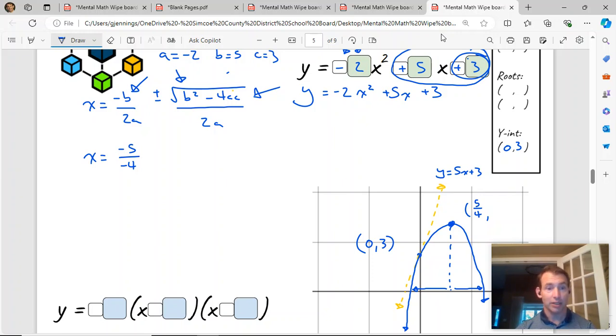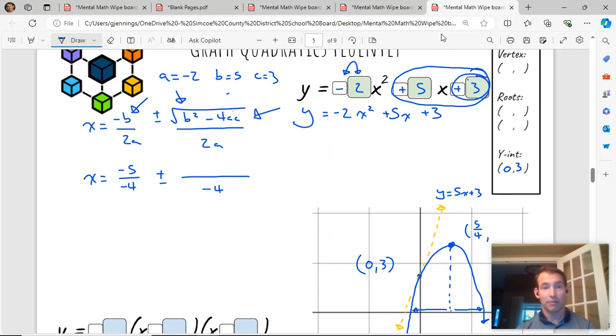So we can go ahead and write this as plus or minus, put this on negative 4, b squared minus 4ac. So b squared is 25, and negative 4 times negative 2 is positive 8. Positive 8 times 3 is 24. So 25 plus 24 gives us 49. So this is x is equal to negative 5 plus or minus the square root of 49 on negative 4.